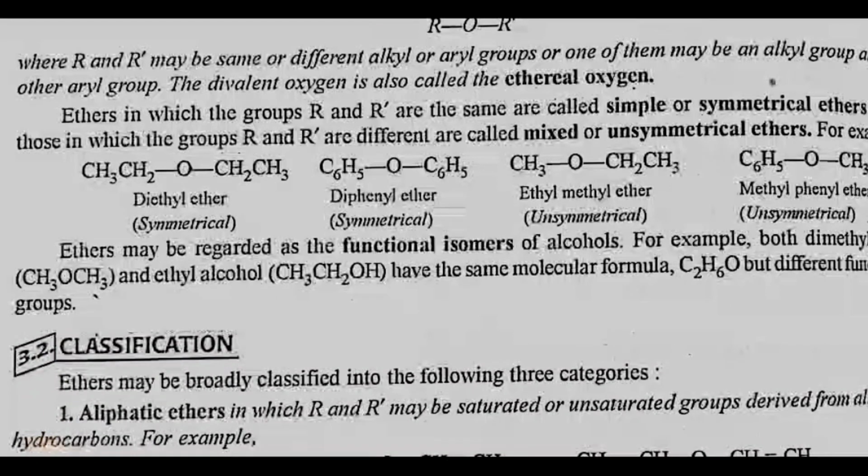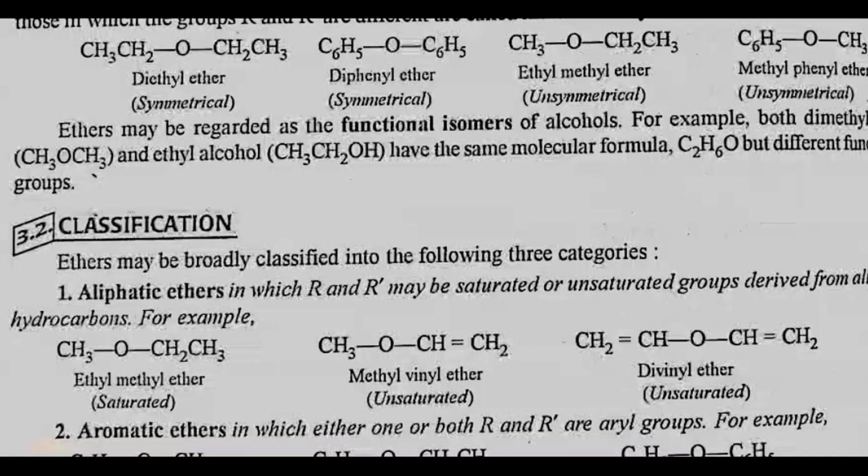Ethers in which the groups R and R' are the same are called simple or symmetrical ethers, while those in which the groups R and R' are different are called mixed or unsymmetrical ethers. For example, diethyl ether, diphenyl ether, ethyl methyl ether, methyl phenyl ether.